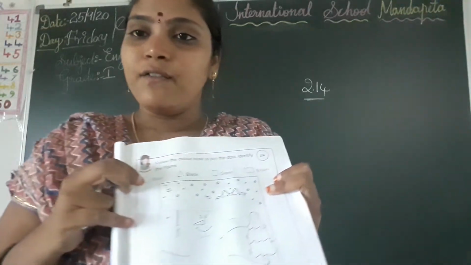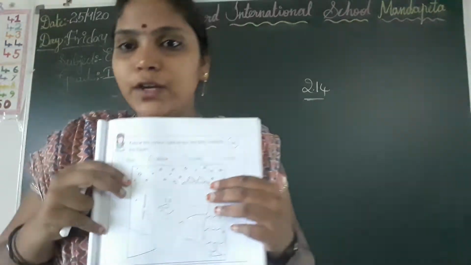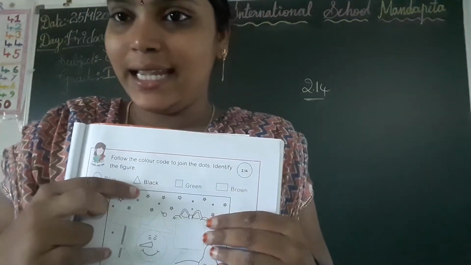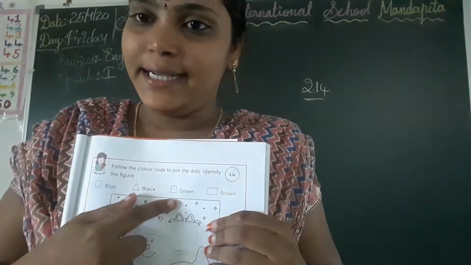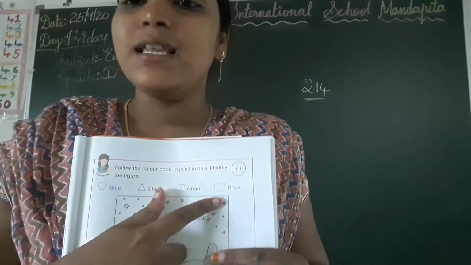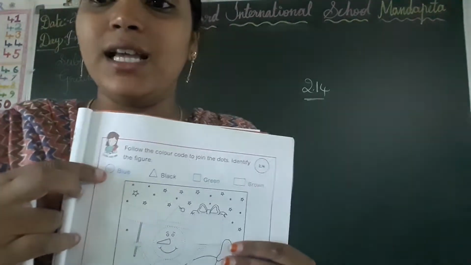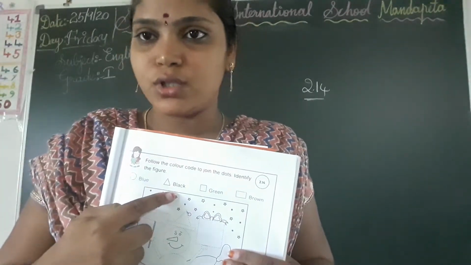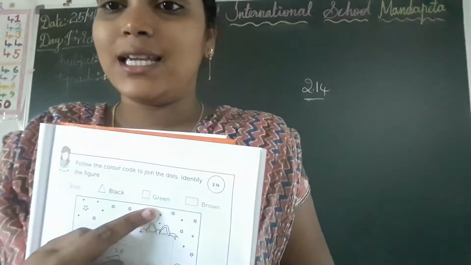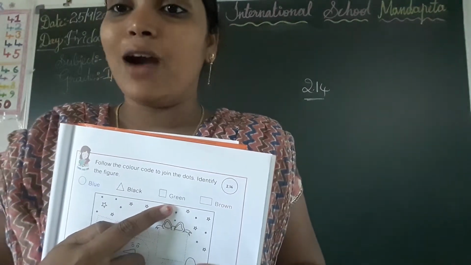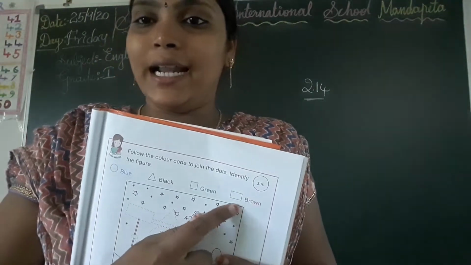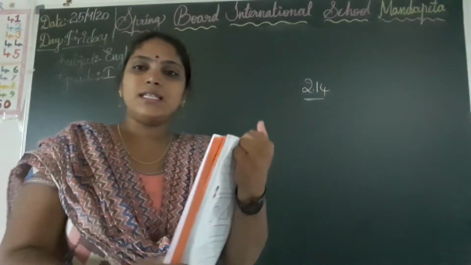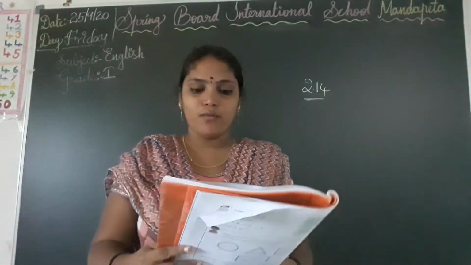So here, first, circles. We know the shapes. So here it is a circle and it is a triangle shape. It is a square and it is a rectangle. Okay, for circles you have to use blue color and for triangles you have to use black color, and for squares you have to use green color and for rectangles you have to use blue color to join these dots. Okay children, this is your homework.